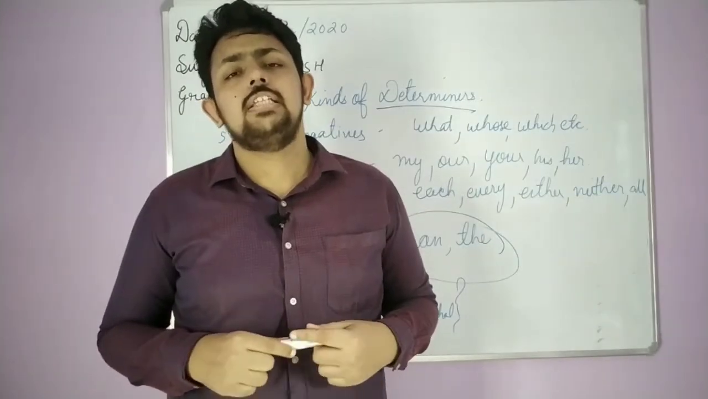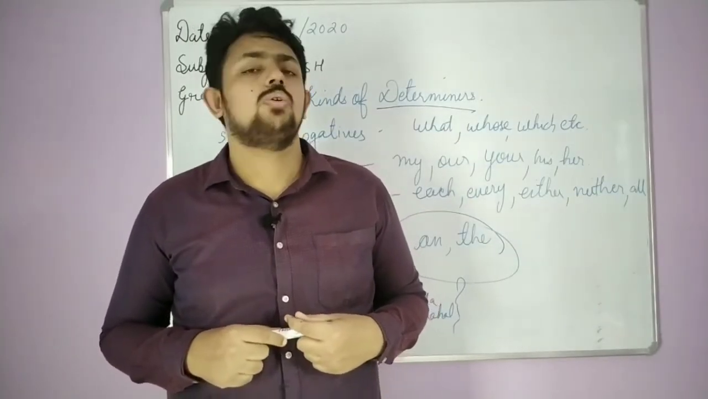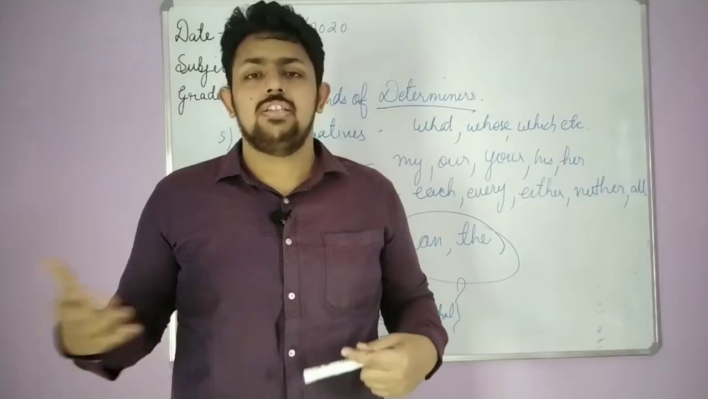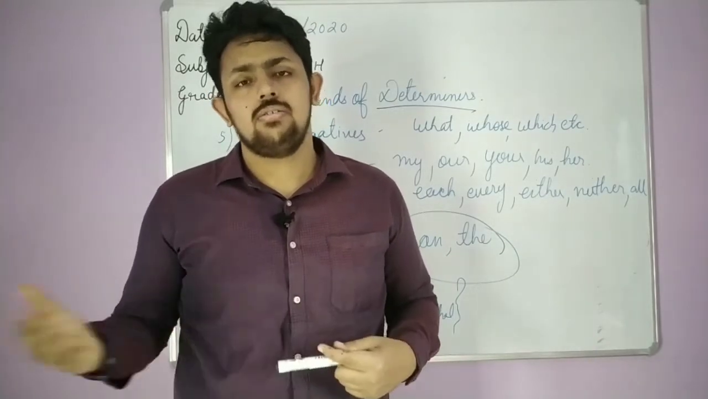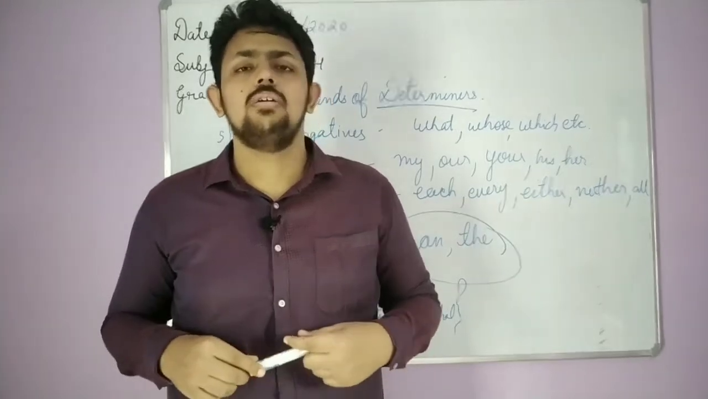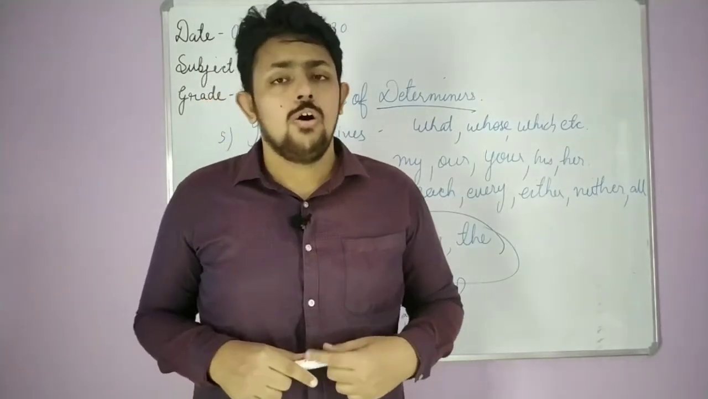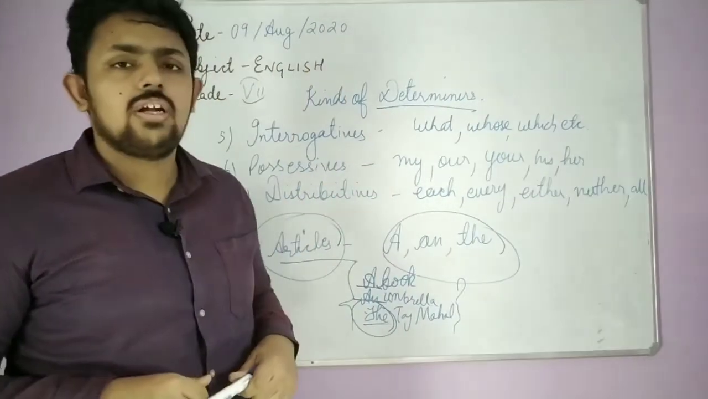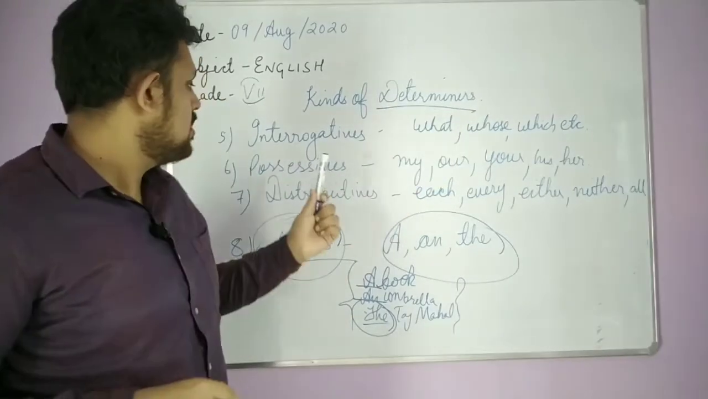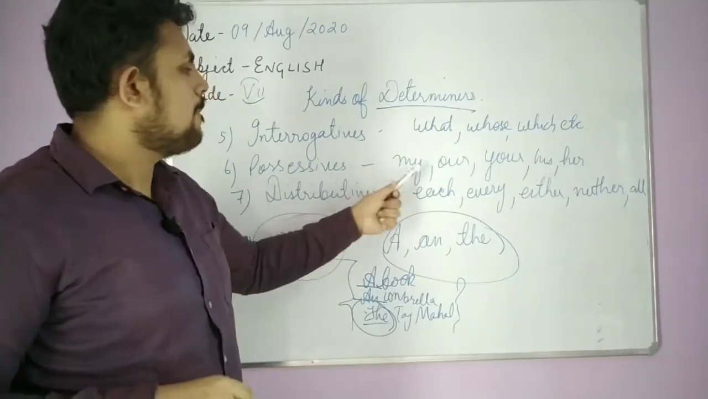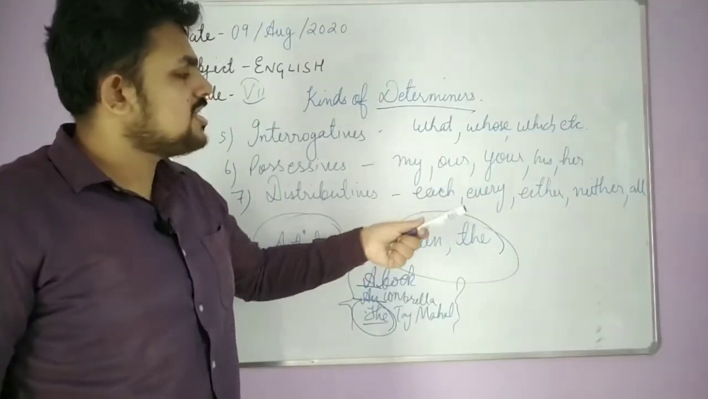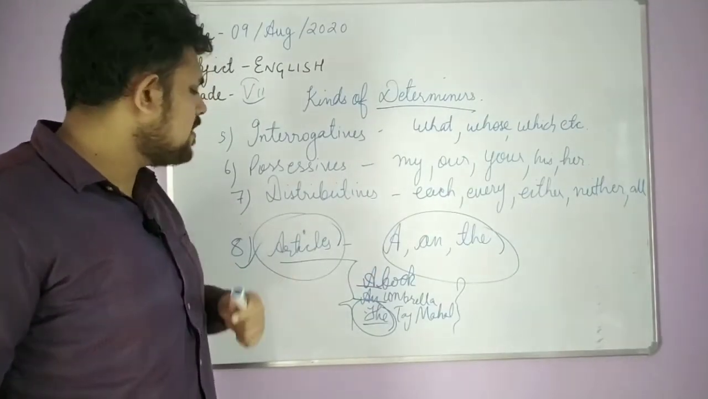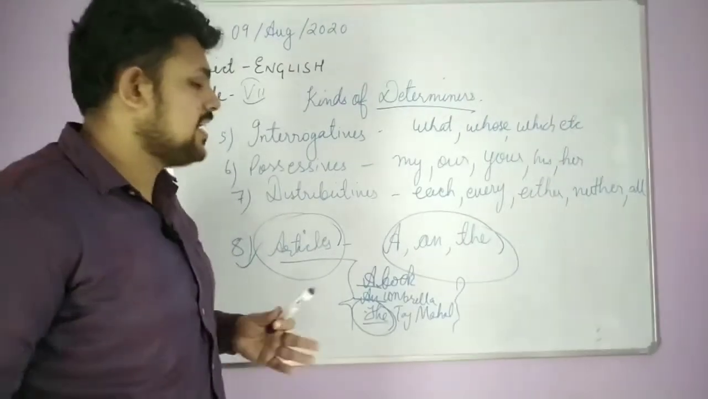Then we have seen the fourth category, that was the demonstratives. This is my book. That is your umbrella. That book is mine. So before a noun, it is a determiner. Then we have seen the fifth one, interrogatives: what, whose, which. Then the possessives: my, our, your. Then the distributives: each, every, either. Then at last the articles, a, an and the.